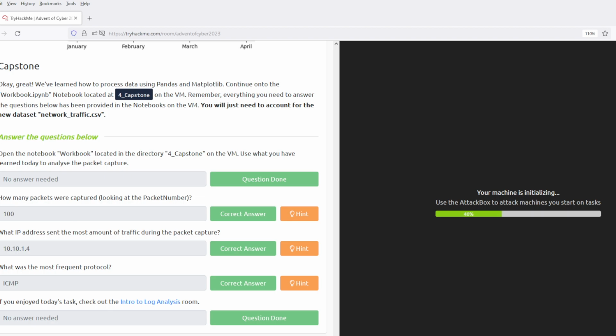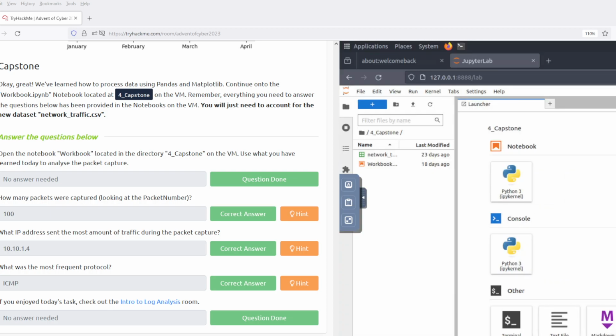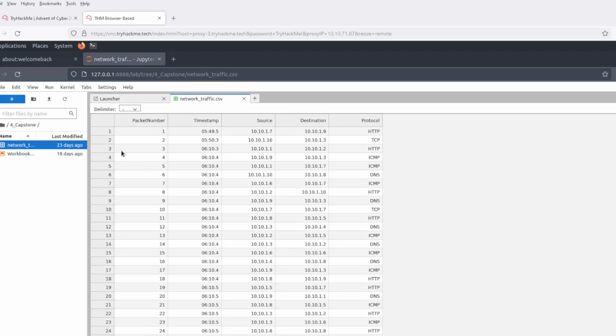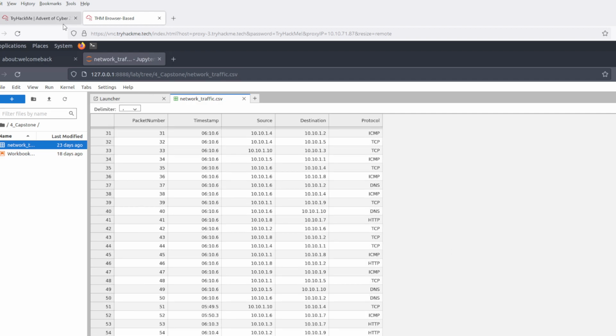Let's wait for the room to load. Okay, so it's loading, and let's see what we have here. We have this browser where they give us this CSV file, and they have some questions.